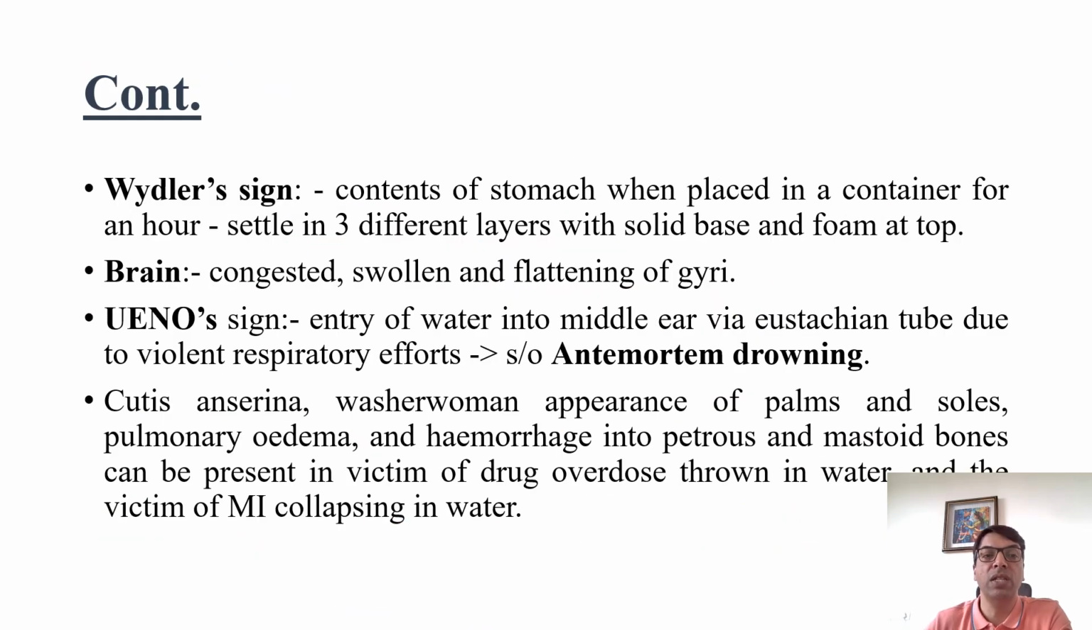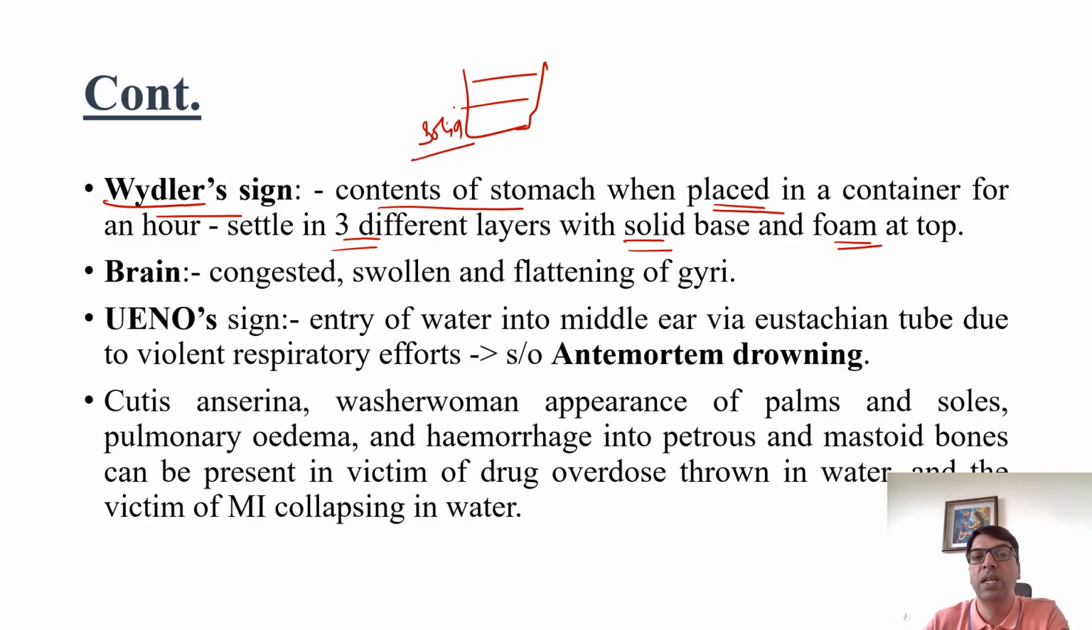Then Waldeyer sign. What is Waldeyer sign? Waldeyer sign is when the contents of stomach are placed in a container, there is formation of three different layers, with the base being solid and the foam at the top as per the density. The base is solid, and on the topmost part we'll find the froth. Then the brain is congested, swollen, and flattening of the gyri because of edema.